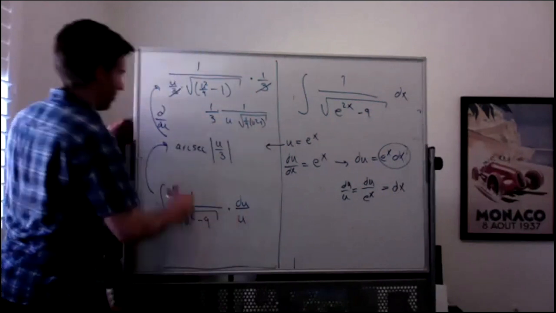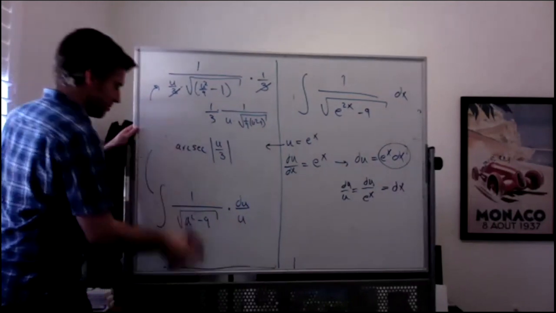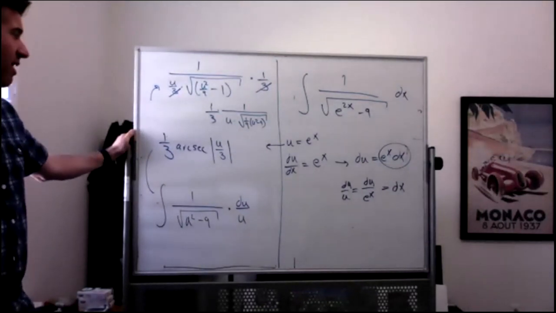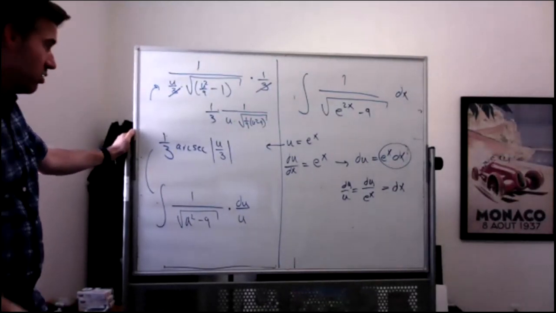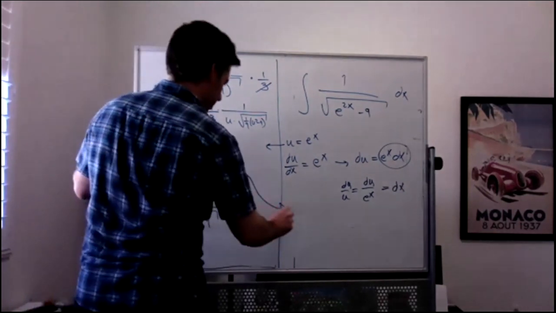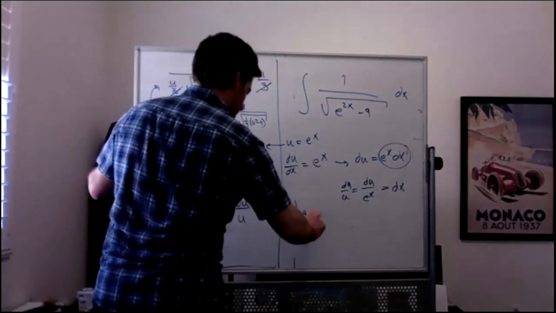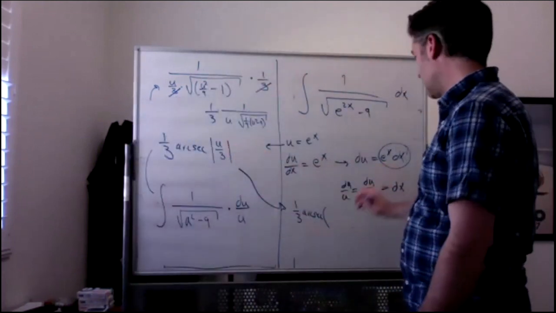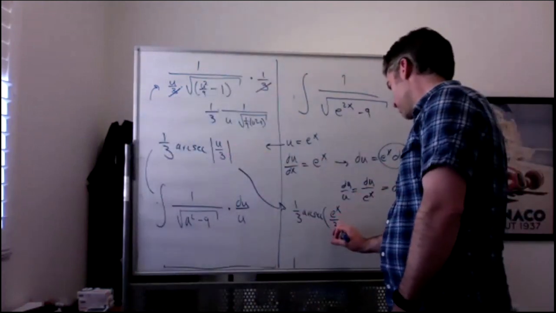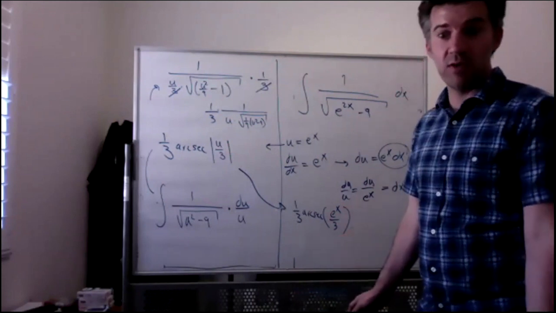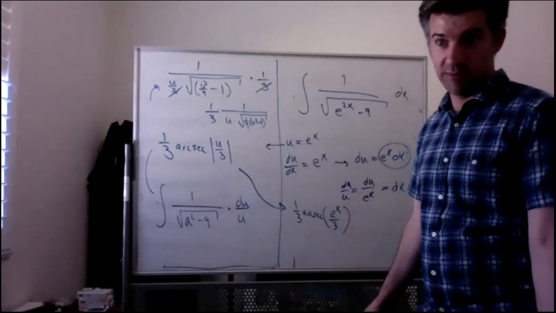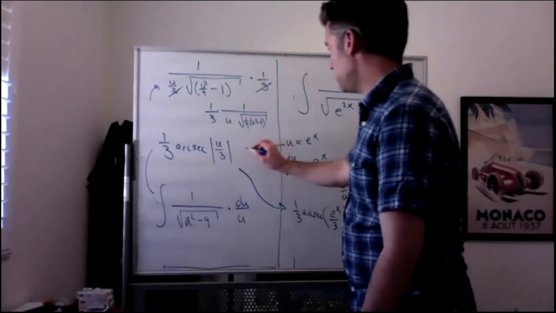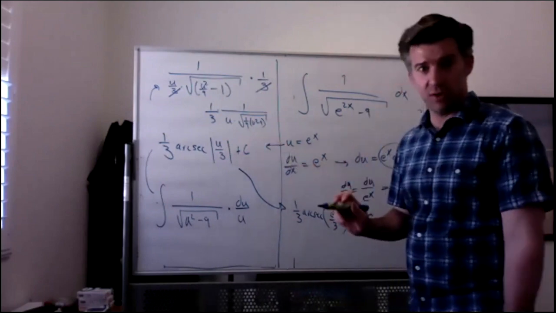So there should be a 1/3 from here. And then you would plug back in u, and so you would get, sorry, I'm all over the place here, 1/3 arc secant of not u over 3, but e to the x over 3. And I drop the absolute values because e to the x is always positive. That is a tricky problem for sure.